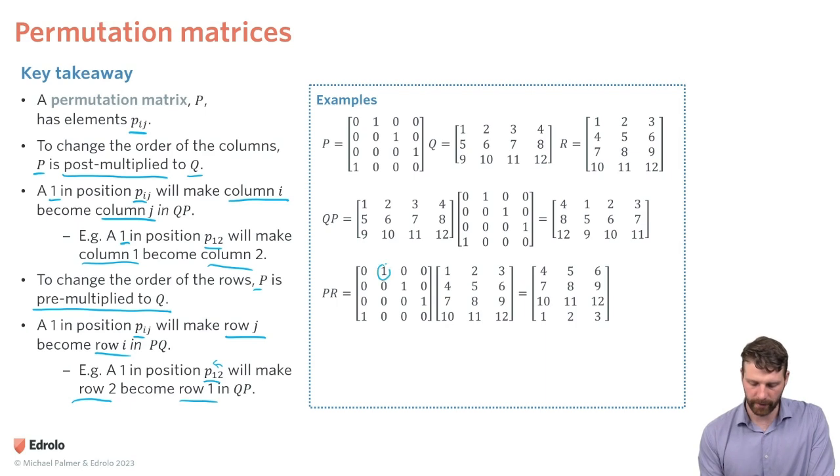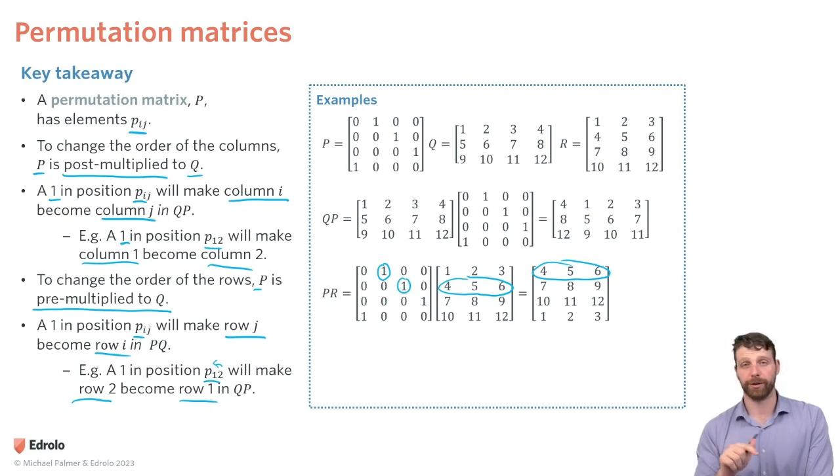Now here is the same permutation matrix, and we've got a one in row 1, column 2. So that should move row 2 to row 1. So row 2 is here, and indeed it has been moved to row 1. Let's keep going here. This is in position row 2, column 3. So it should move row 3 to row 2. And it has. Good, that's checking out.